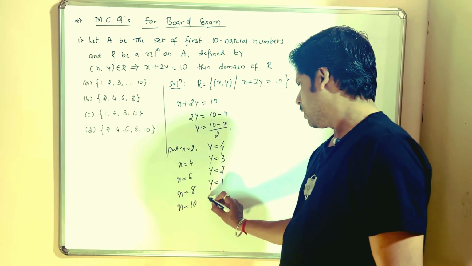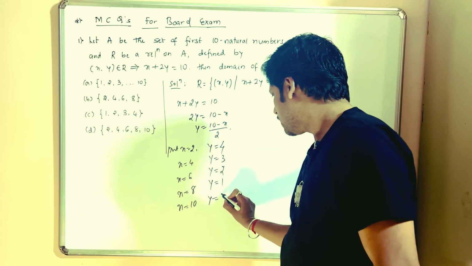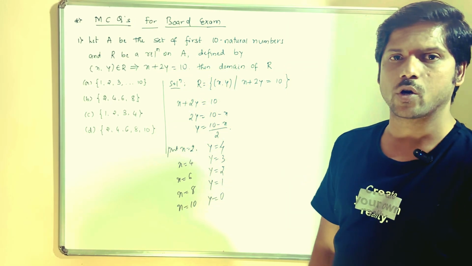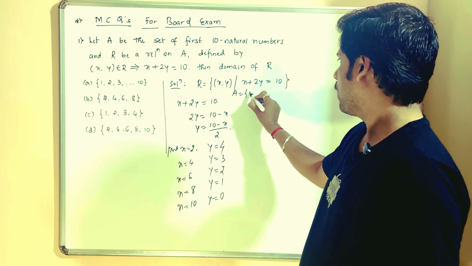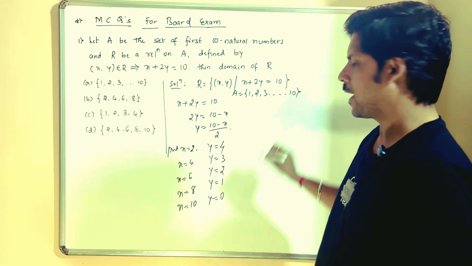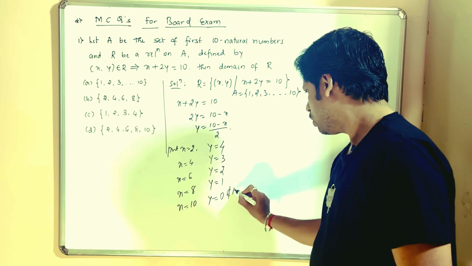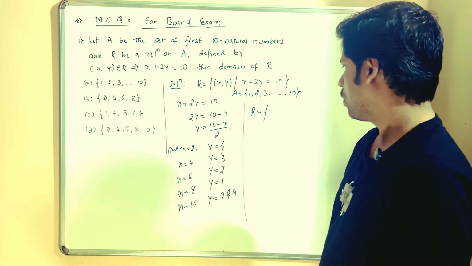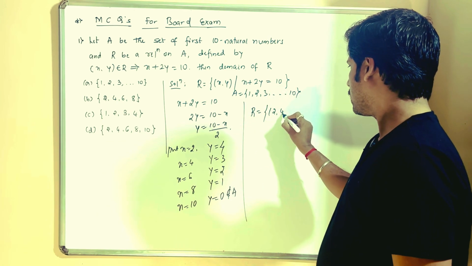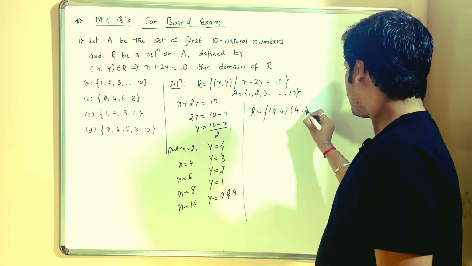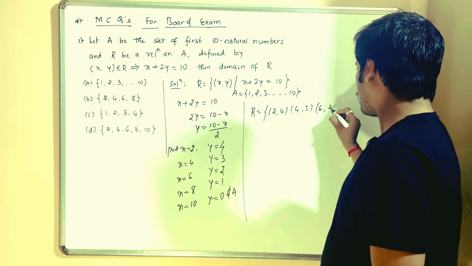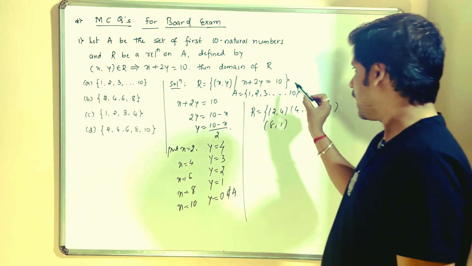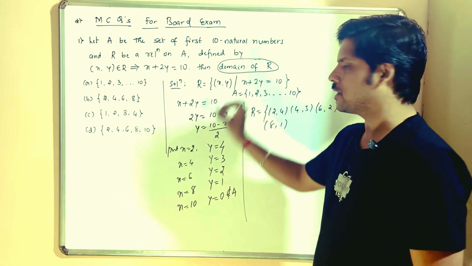So y is equal to 10 minus 10, which is 0, but 0 does not belong to the given set, that is the set A of 10 natural numbers, 1, 2, 3 and so on up to 10. Now what are the ordered pairs of R? The first is 2 comma 4, the second is 4 comma 3, the third pair is 6 comma 2, and 8 comma 1. But the question asks for the domain of R.